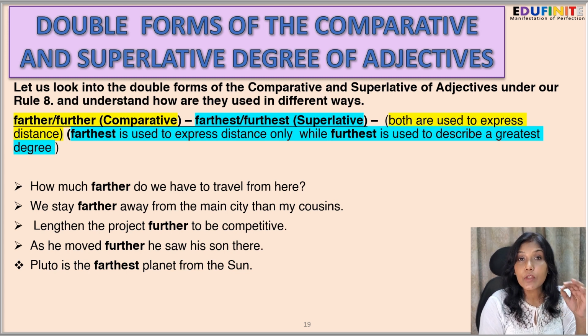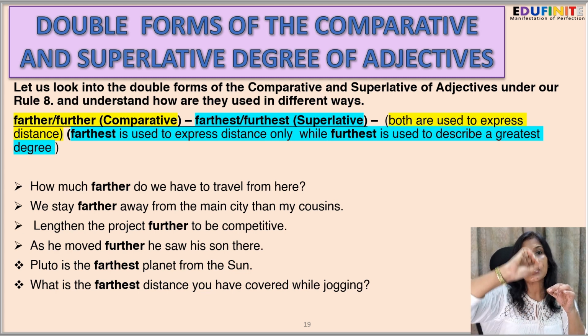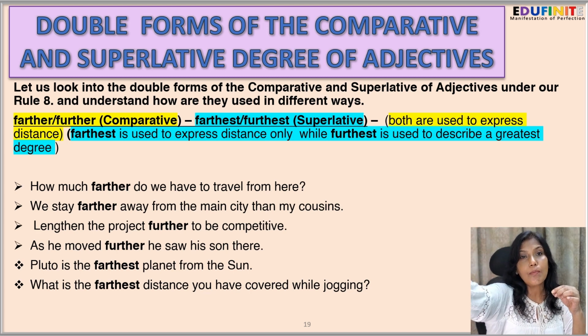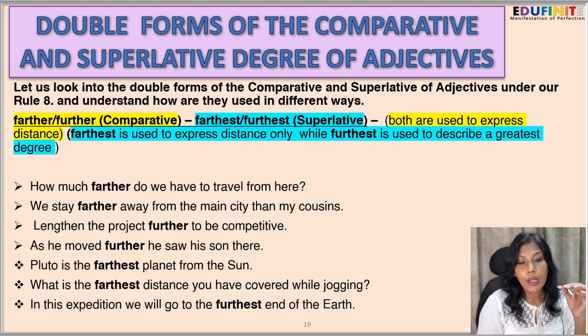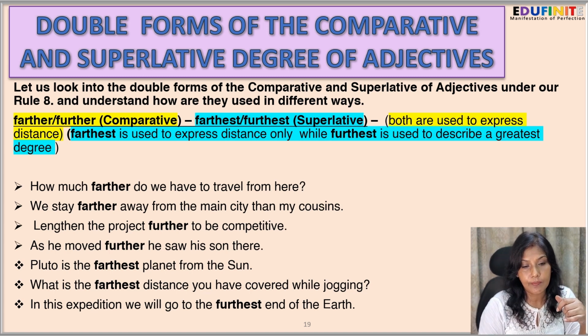Now, we come to the superlative degrees. Pluto is the farthest planet from the sun. So in the solar system, the sun is at the center and Pluto is farthest. That means the distance between the sun and Pluto is the most among all the planets. What is the farthest distance you have covered while jogging? So you go out jogging, you cover a certain distance. What is the most distance that you have covered?